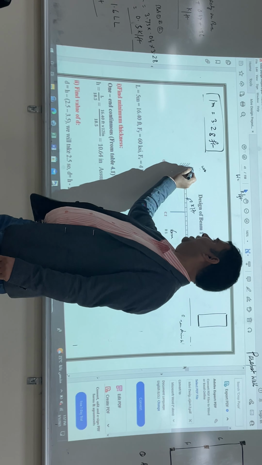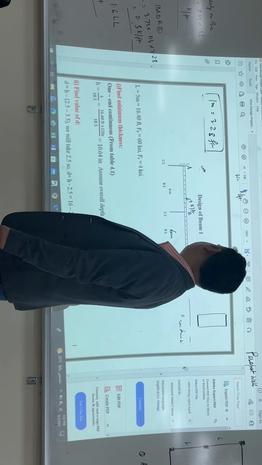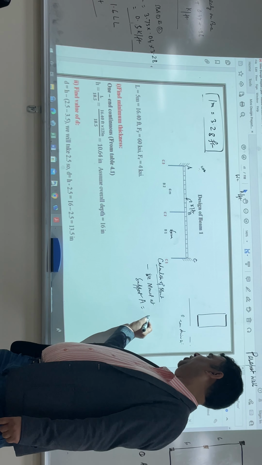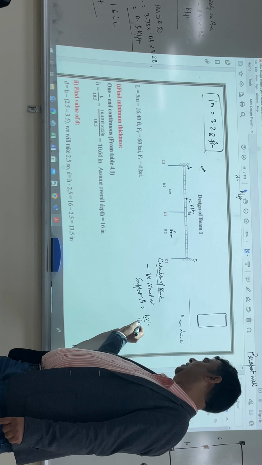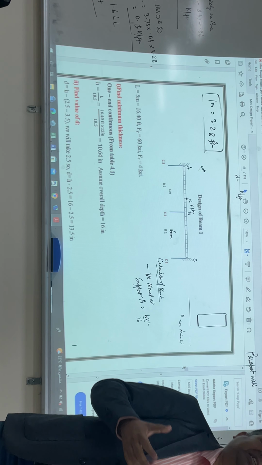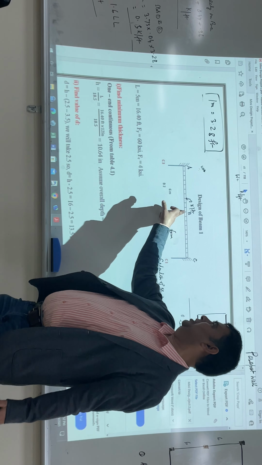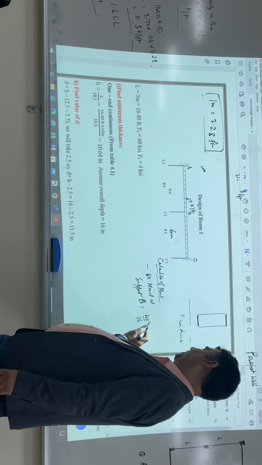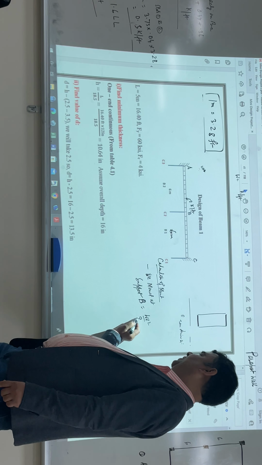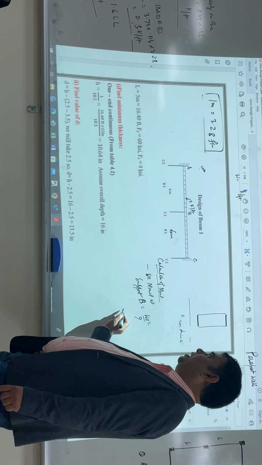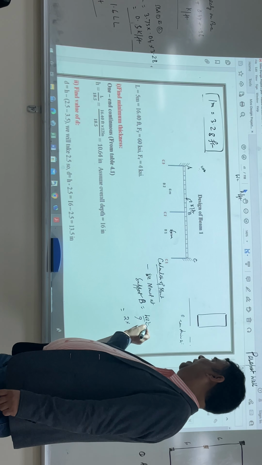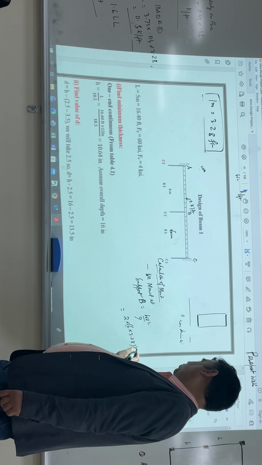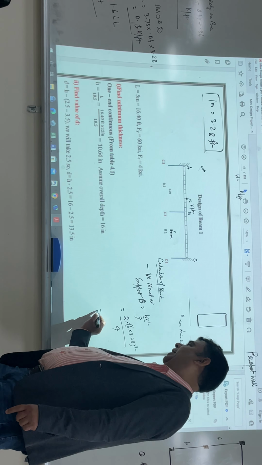You can write this is A, this is B, this is C. Clear? At support A it is WL square by 16. Here first I am considering support B, because the maximum is here. So WL square by 9. So what is W? 2 into (6 into 3.28) square divided by 9. How much is coming?